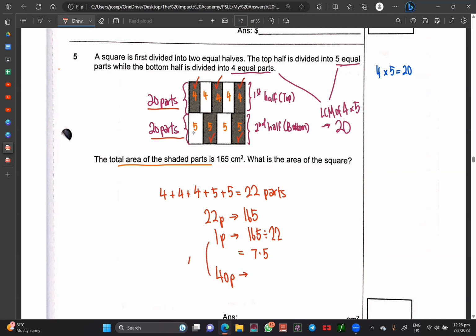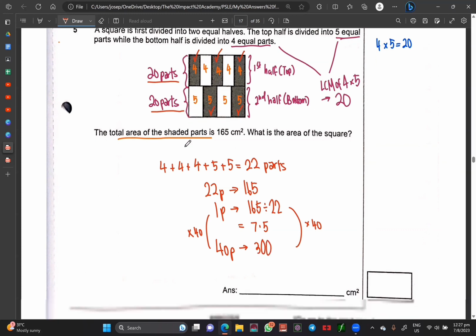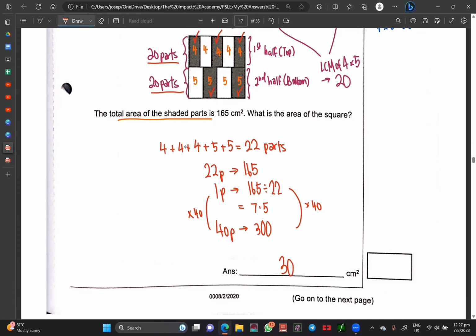So how do I get from 1 to 40? I times 40. When I do something to the left, I must do something to the right. When I do 40 times 7.5, or 7.5 times 40, I get 300, and this is the area of the square. So we write down our answer as 300 cm square.